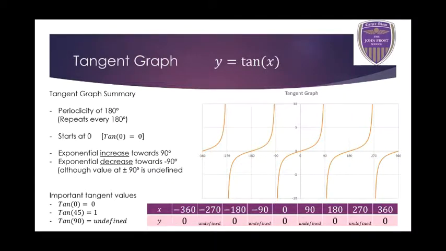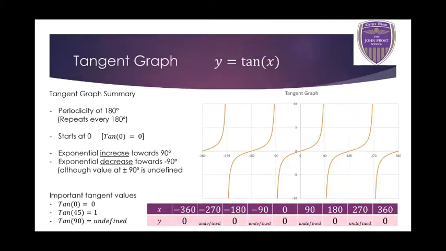And then like we said before, if we start at tan of 0, which also happens to be 0, so that's the start of the graph, which is very handy. The graph has an exponential increase towards 90 degrees, so this line will get steeper and steeper and steeper all the way up to 90 degrees. And if we go the other way, it is an exponential decrease. We get steeper and steeper and steeper all the way to -90 degrees. But the value at plus or -90 degrees is undefined. So there is no value for tan of 90 or tan of -90.